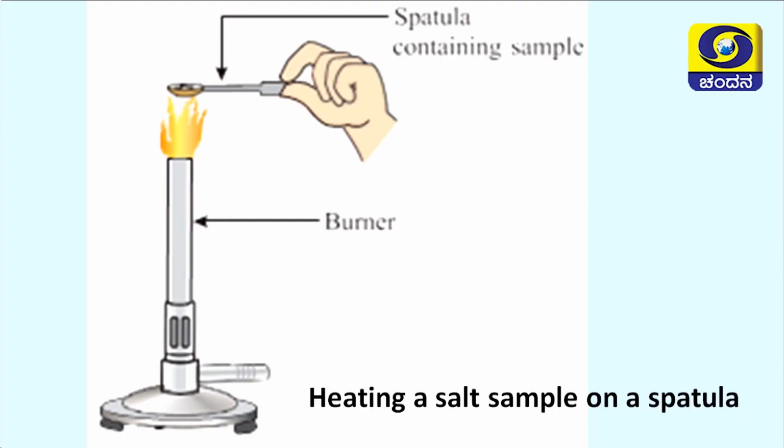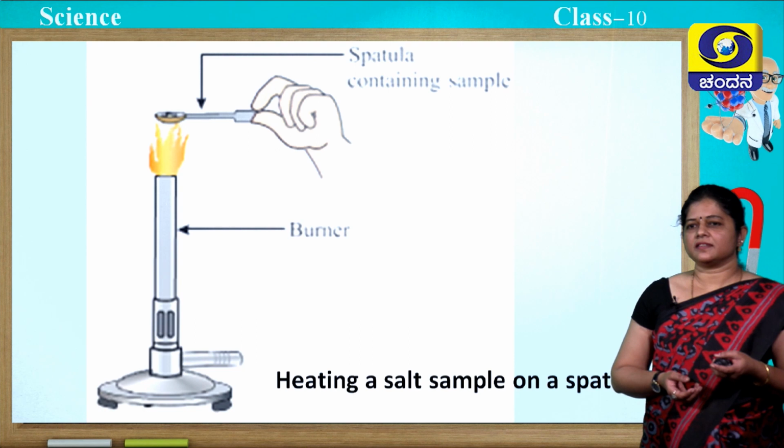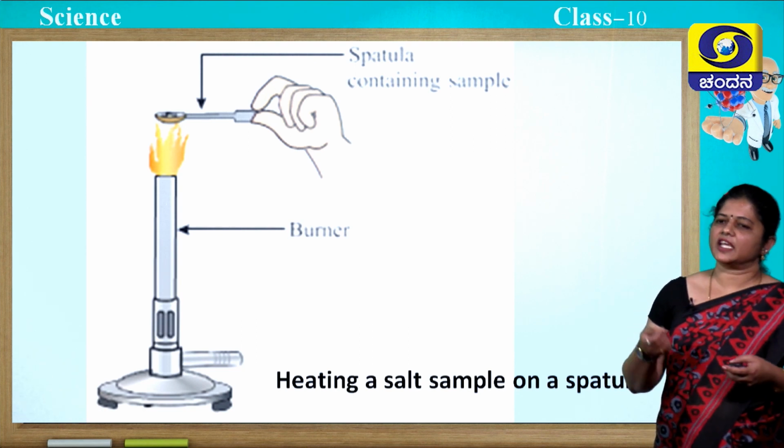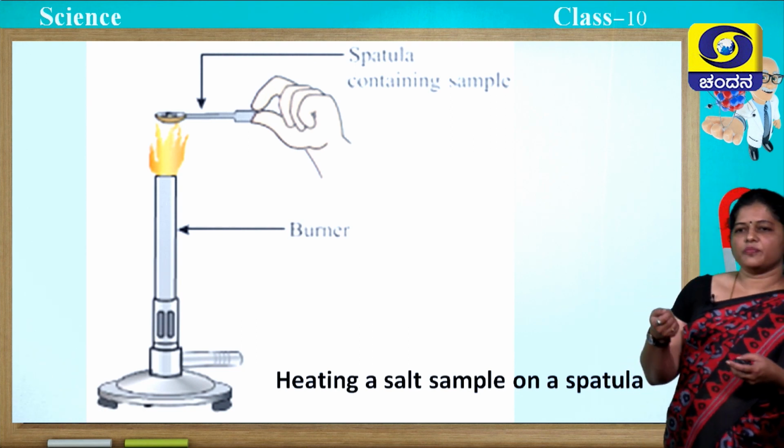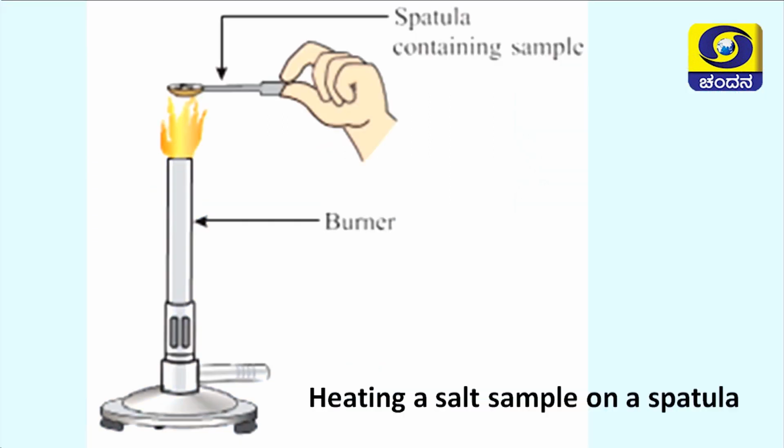Now we can confirm this by conducting an experiment. We can heat the sample of the compound that we have to test the melting point in a spatula. So this is the experimental setup. You require a burner for that, and then you require a spatula, and in the spatula when you take a sample and you heat it with the support of the burner, then you can find out whether the sample that you have taken has a low or high melting point.